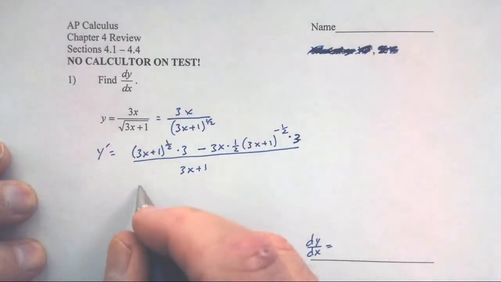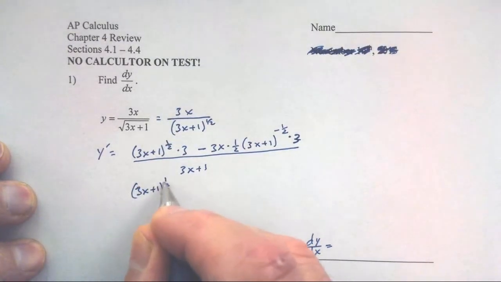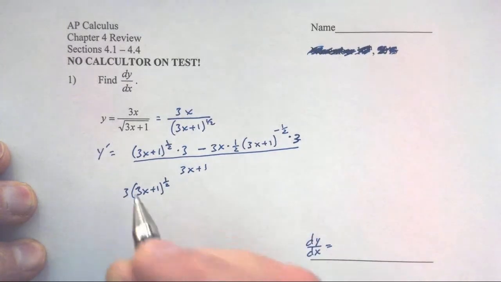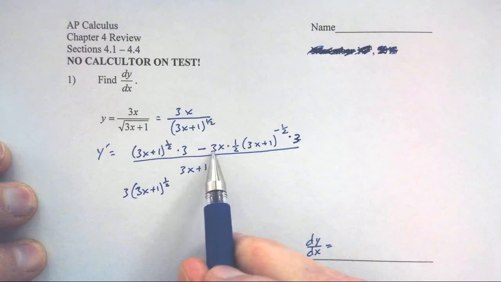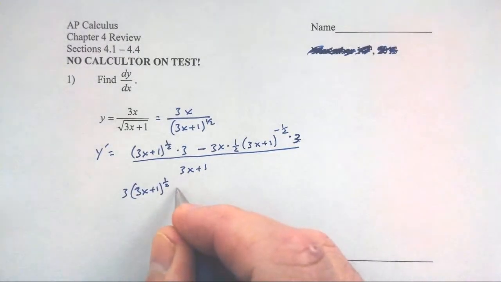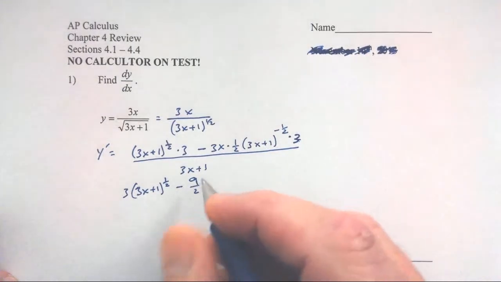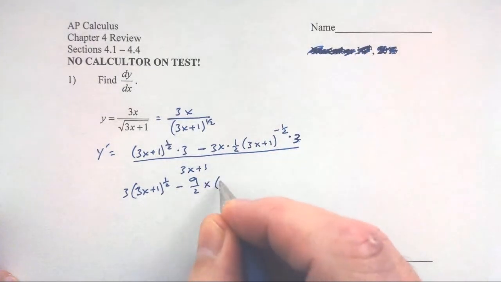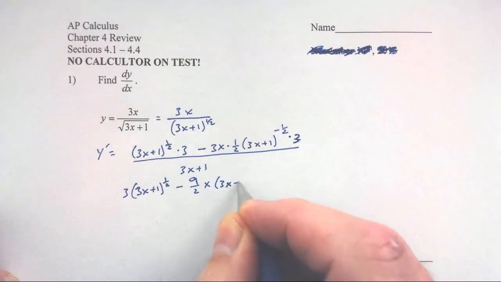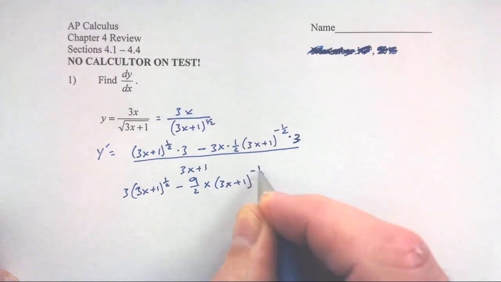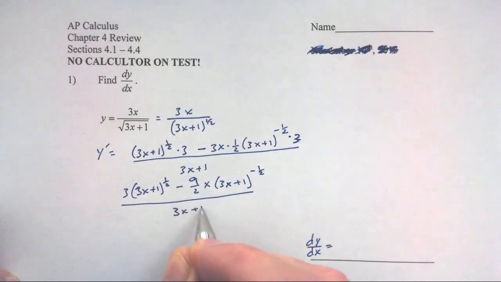First thing I notice for sure, I can do this. Let's see, 3x plus 1 to the 1/2 times 3. I'm going to put that 3 in front. I've got a plain old 3 times a plain old 3, 9, times the 1/2, excuse me, minus 9/2 x times 3x plus 1 to the negative 1/2, all on 3x plus 1.